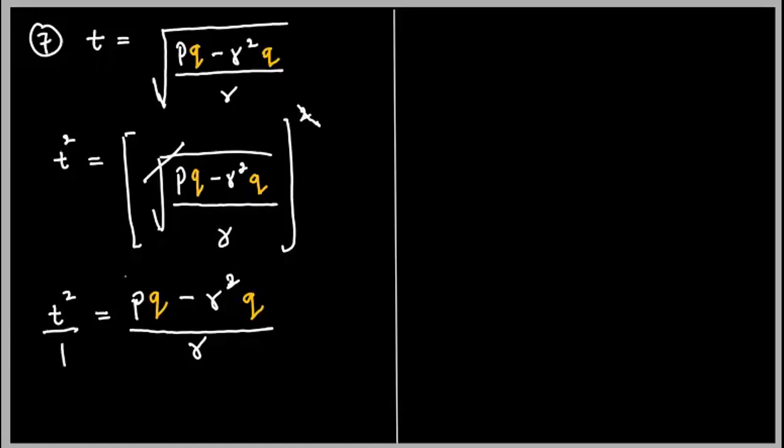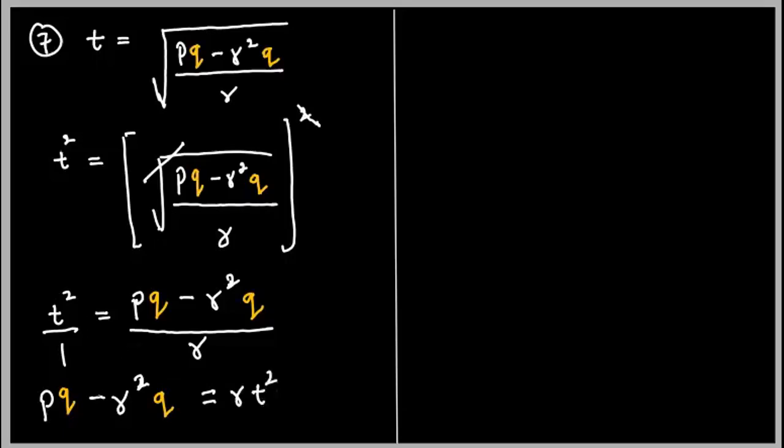Now everything in the numerator, PQ minus R squared Q, if we multiply it by 1, we will still have the same thing, PQ minus R squared Q, because anything multiplied by 1 is that same thing. And then equals T squared times R, the R T squared.